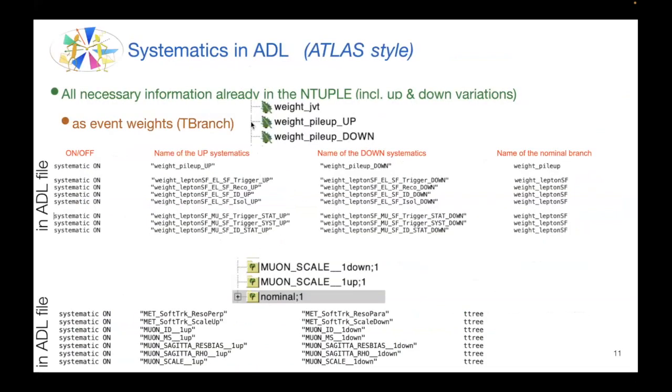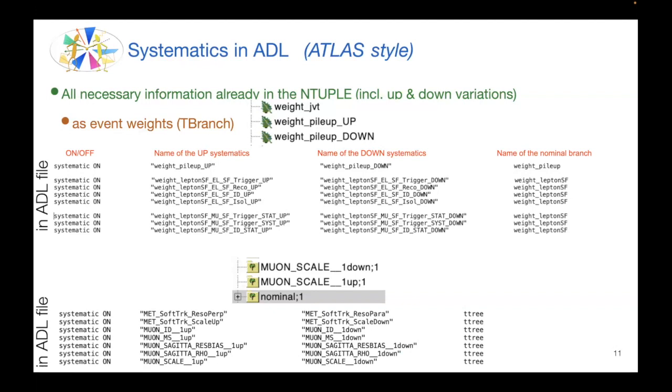This is the ATLAS specific systematics that I had promised. Up and down type systematics are embedded into the ATLAS ntuples in their proper branches. Therefore, this is available now.